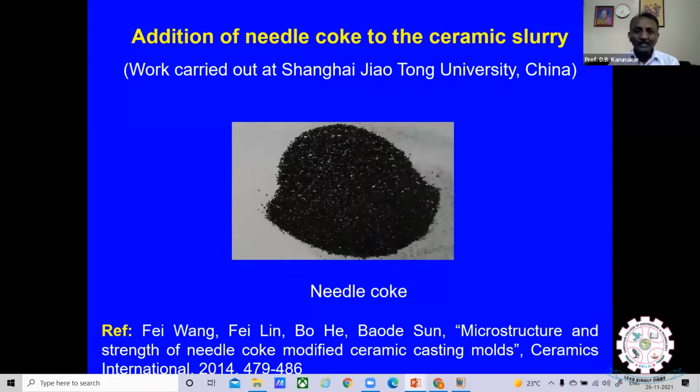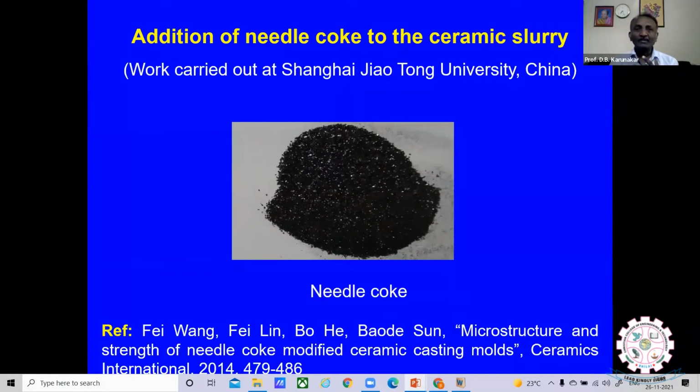Later, some Chinese researchers carried out different experiments. The main problem with nylon fibers is that embedding them perpendicular to the surface of the pattern is very difficult. They work only if they are embedded perpendicular to the surface of the pattern. Now, these researchers have taken needle coke. Needle coke is a petroleum product. It's a carbonaceous product. It looks like this. They have added 2% of needle coke to the ceramic slurry. Again, they have added this to the secondary slurry.